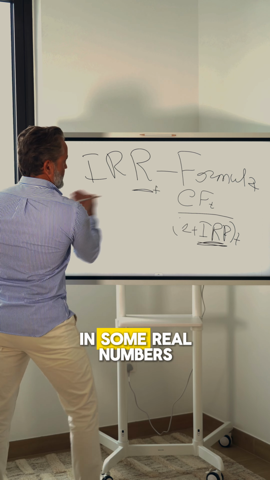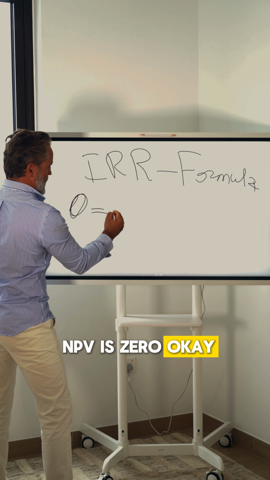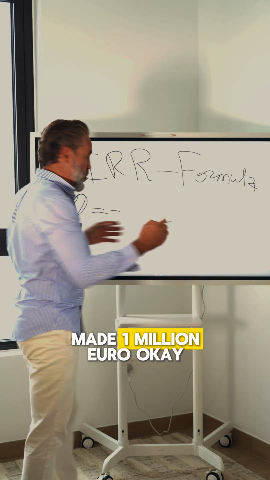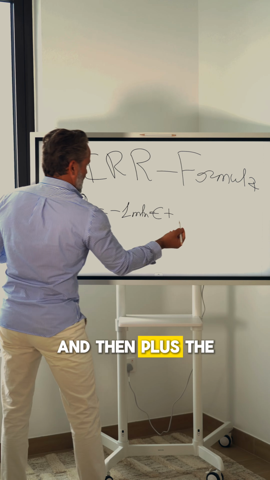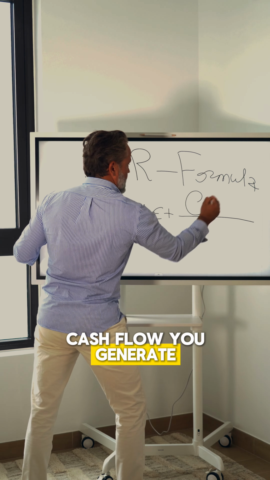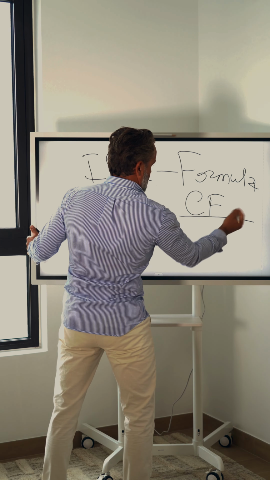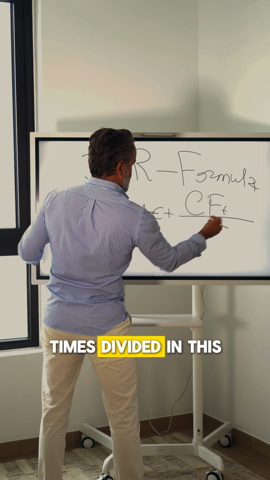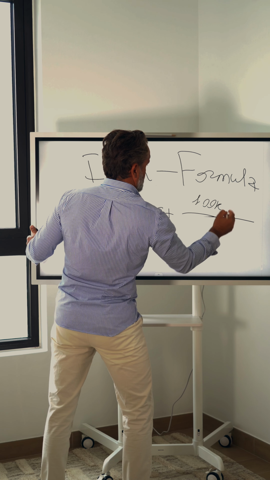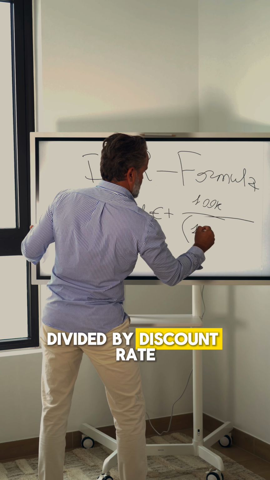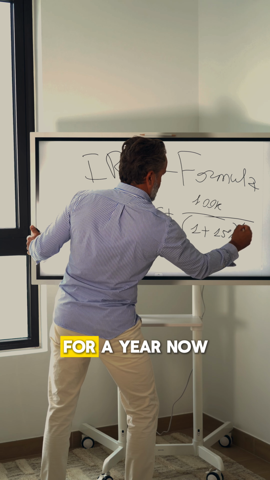So now, let's put it in some real numbers. Let's say NPV is 0, okay? Minus your investment you made, 1 million euro, okay? And then plus the cash flow you generate, remember, the cash flow you generate every year, okay? Divided, in this case, we'll put the exact amount. So cash flow is 100,000, divided by the discount rate. Let's say 15%, we guess, okay, for year one.